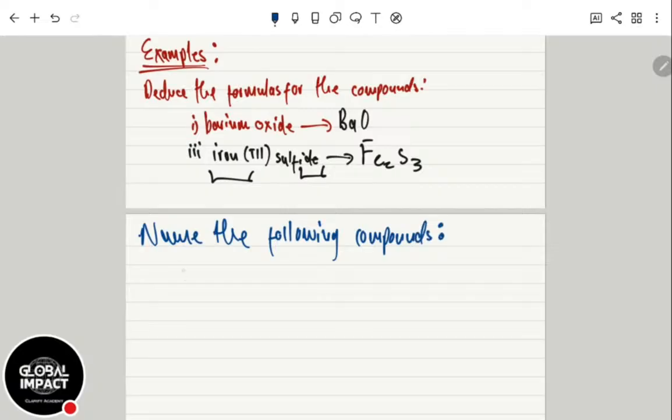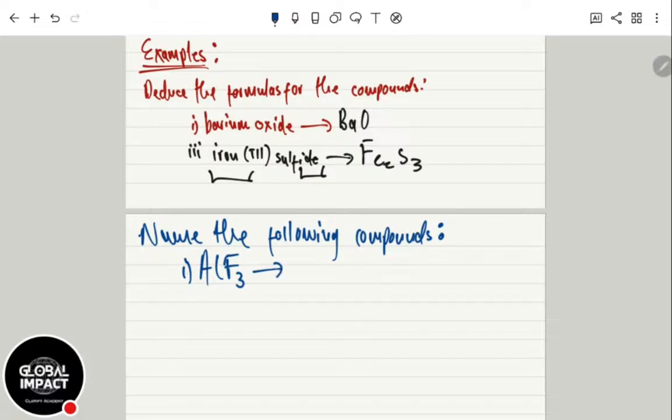Let's have them. Name the following compounds. One is going to be AlF3. You have been given this and they ask you to name. What are you going to do? You're going to recognize that it's binary. It has only two things. And one is a metal. The other one is a non-metal.